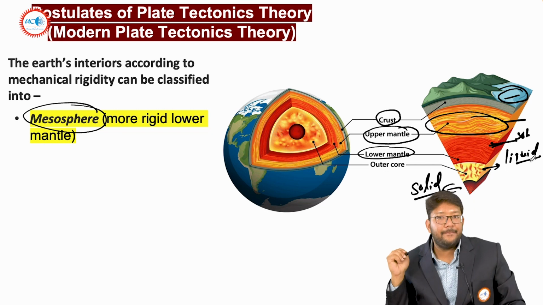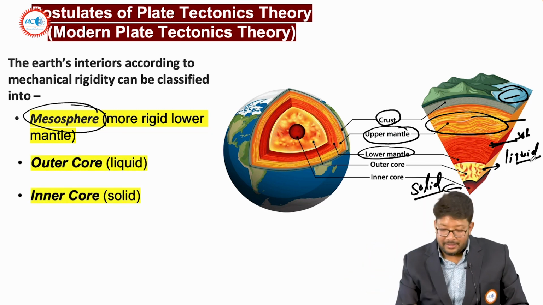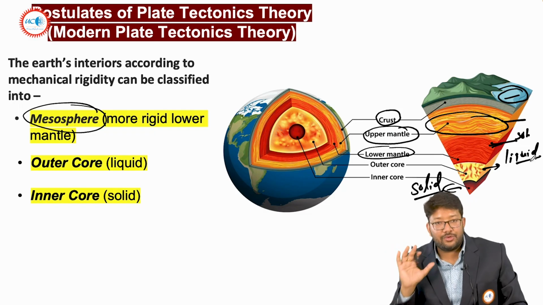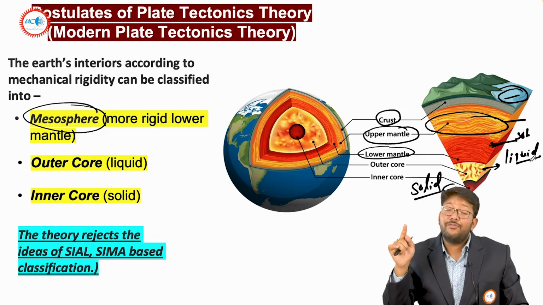Okay, hope you got my point. So outer core, inner core: these are liquid, solid. These are the 5 postulates. Remember that. So earlier, what did we know?